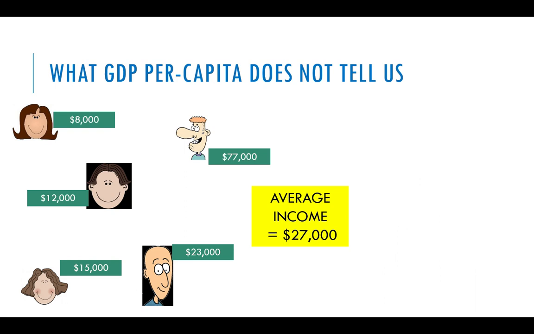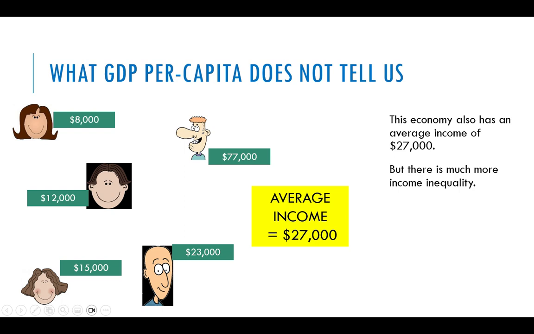But let's look at this income distribution. So I've changed the numbers, but guys, there's still an average income of 27,000. So I have 2 different income distributions, and they have the same average. But here, do you see that there's much more income inequality? How do I know that? Well, let's look at the minimum and the maximum. Here, the minimum is 8,000. Before it was 15. The maximum is 77,000, but before it was 40. This is a much wider income distribution, and we have more income inequality.